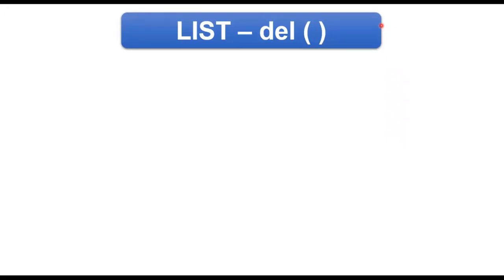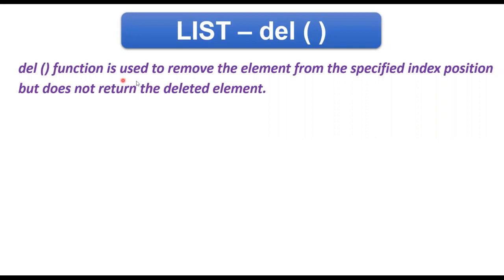Today we are going to discuss one more deletion function, that is del. So let us understand about it. The del function is used to remove the element from the specified index position but does not return the deleted element. What does it mean? It means we can pass the index position as an argument inside the del function, and from that particular index location, the element will be removed from the list. But as an output, it will not return me the deleted element.